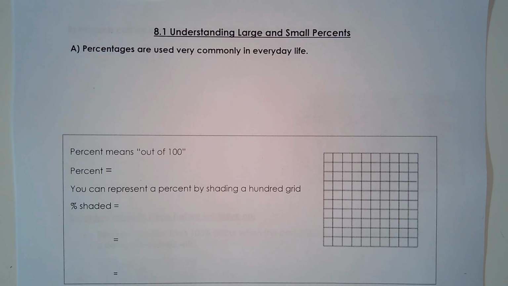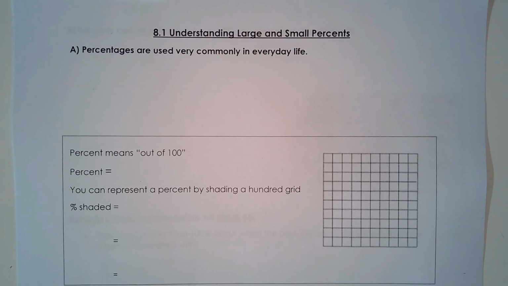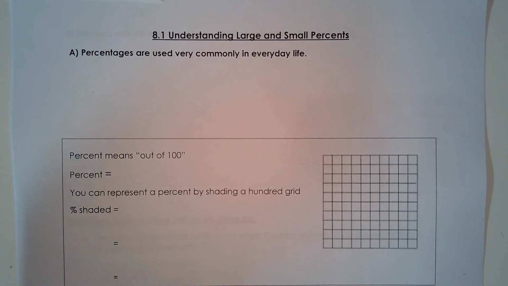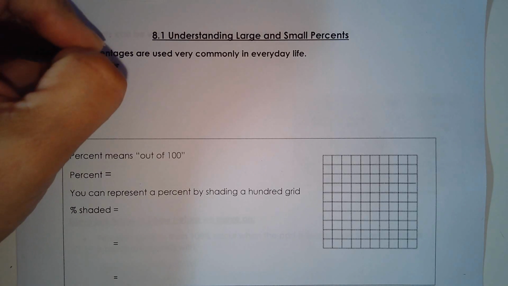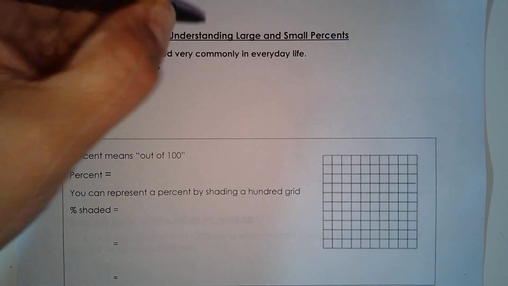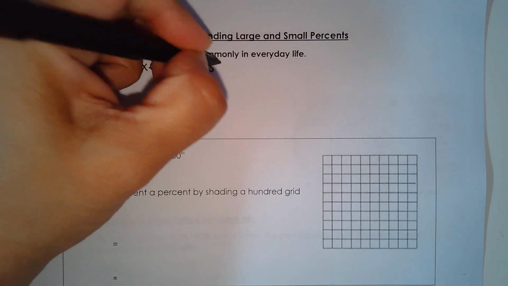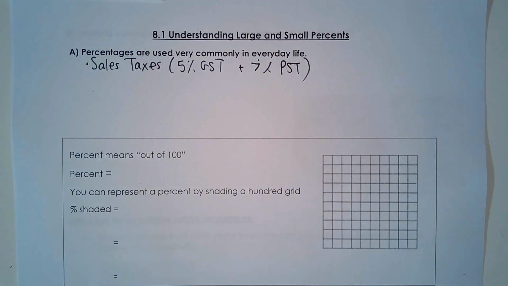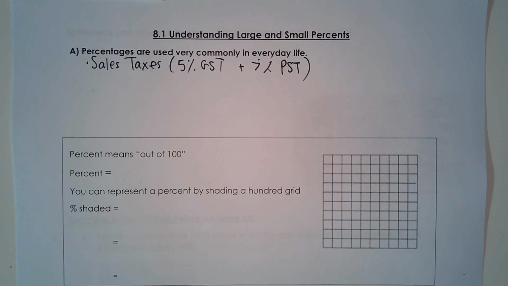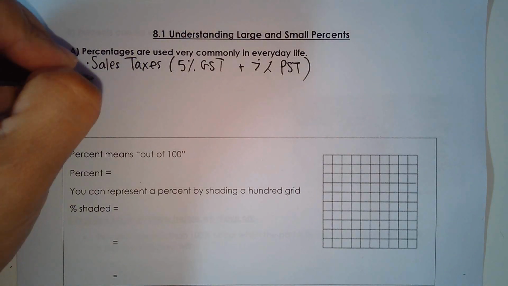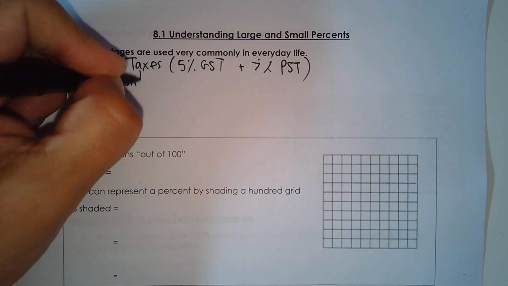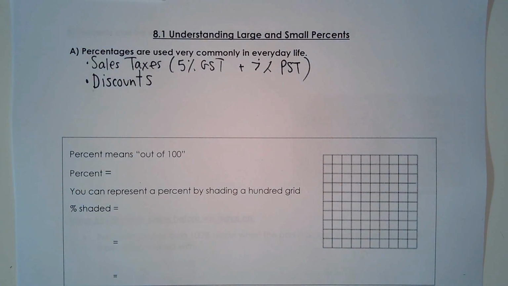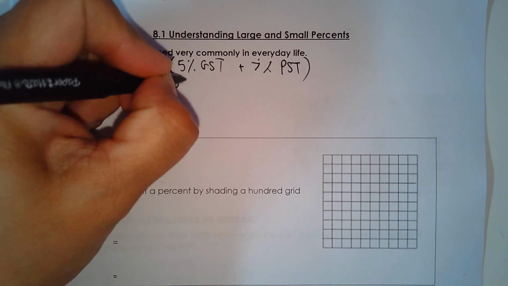Before we start, let's look at some examples in everyday life where we would use percentages. So I want you to brainstorm as well as I'm writing some of these down. Think of where you would use percentages in your day-to-day life. And some things that I came up with were sales taxes. So we have 5% GST and 7% PST when we go shopping. Okay, and when we go shopping, hopefully we encounter lots of discounts.